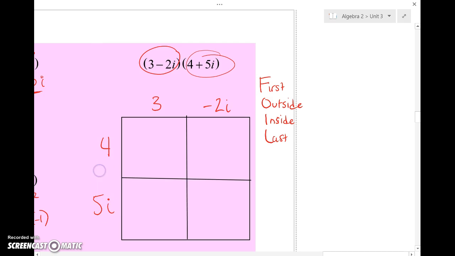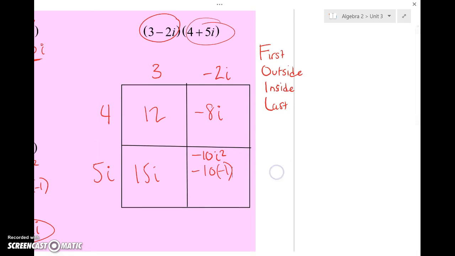And what you do is you just multiply those terms that line up in those boxes. So 4 times 3, 12. 4 times negative 2i, negative 8i. 3 times 5i, 15i. 5i times negative 2i is negative 10i squared. Now remember, we're not done with that one because it's i squared, so we can simplify that. And i squared is the same as negative 1. And so negative 10 times negative 1 is 10.